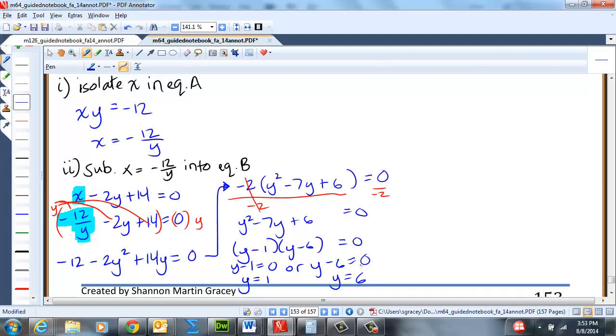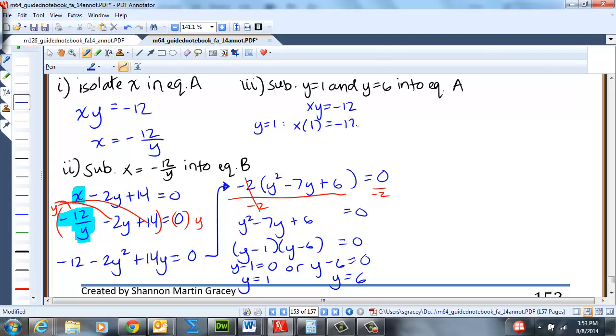So now, if we go ahead and come back over here, substitute y equals 1 and y equals 6 into equation A, which was xy is negative 12. So for y equal to 1, we'd have x times 1 is negative 12.